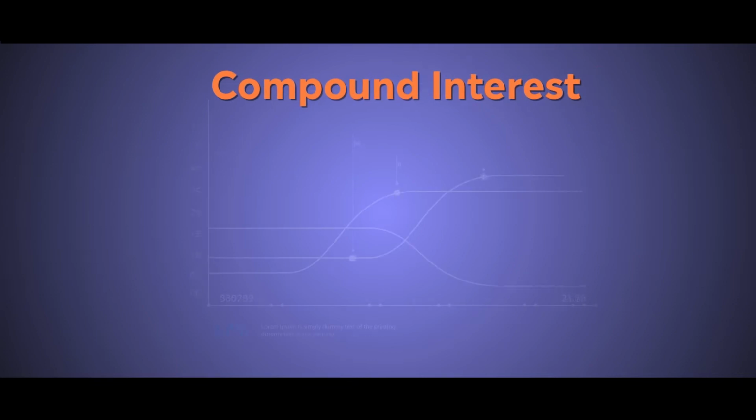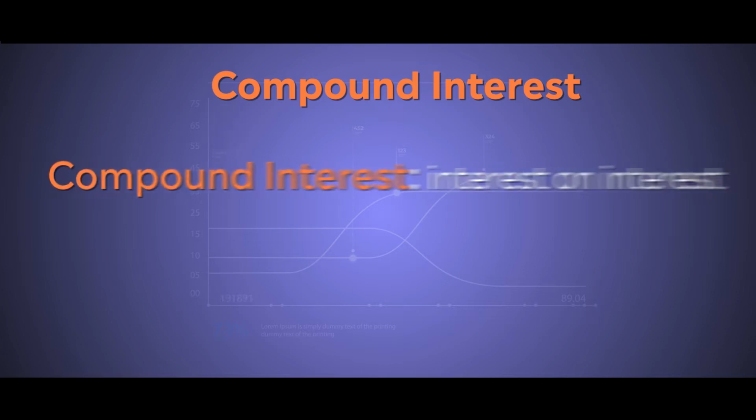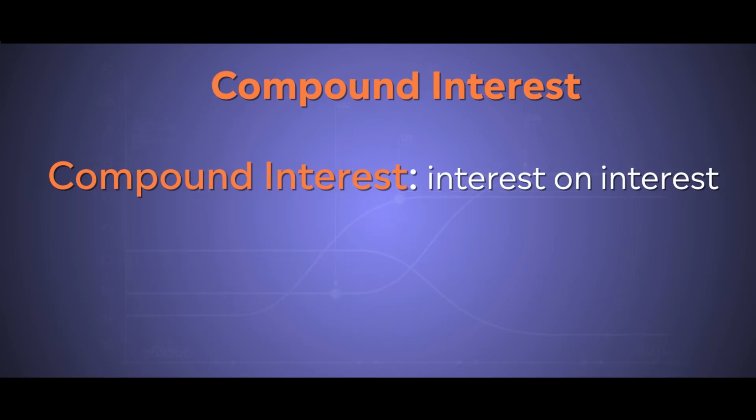Now let's proceed to another type of interest, that is compound interest. Let's look into how the bank calculates the compound interest. First, let us understand what compound interest is. Compound interest is interest on interest. That means here the interest will be calculated on your principal plus the interest. So annually, interest will be calculated on your principal and on your interest.